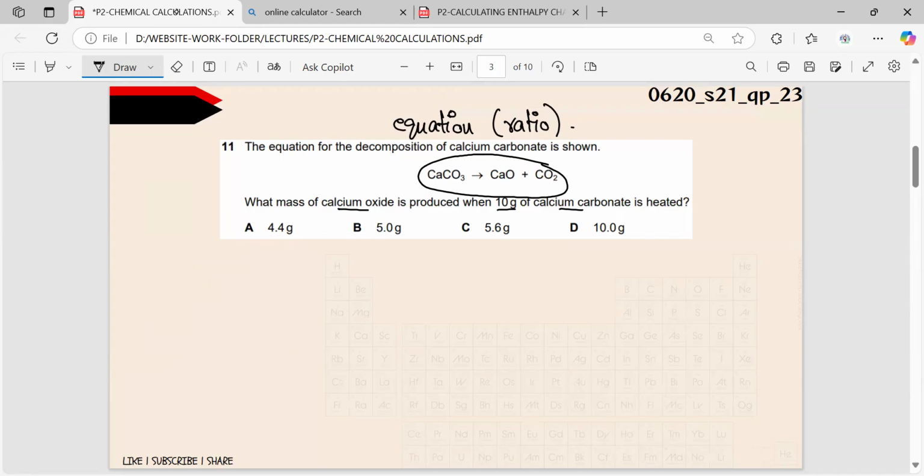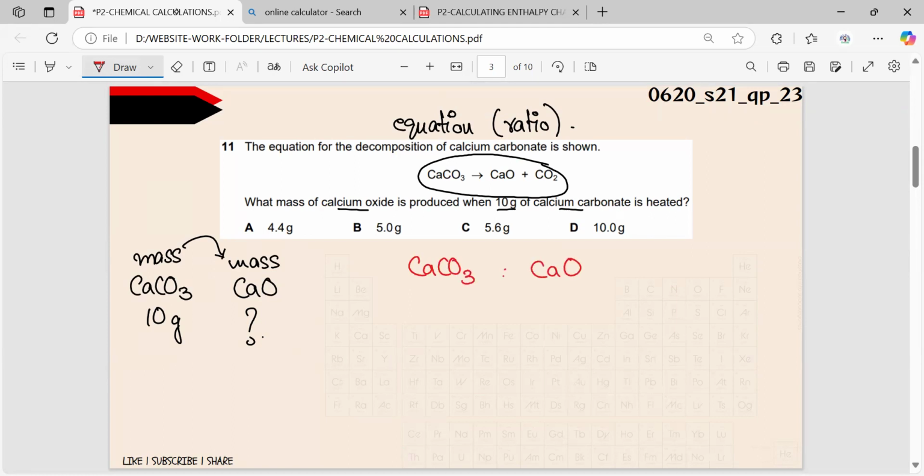So here also, one substance's mass is given and you need to find the mass of the other substance. The mass of calcium carbonate is given to you, which is 10. And you need to find the mass of calcium oxide, which is not given. So you will take the ratio and find out. How will you take the ratio? The ratio will be between calcium carbonate and calcium oxide.